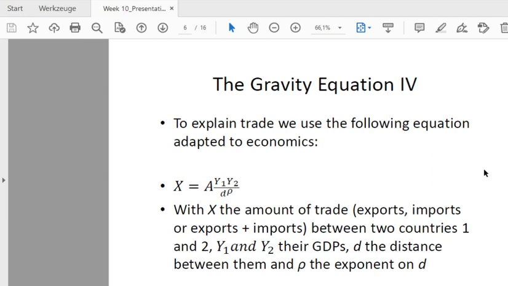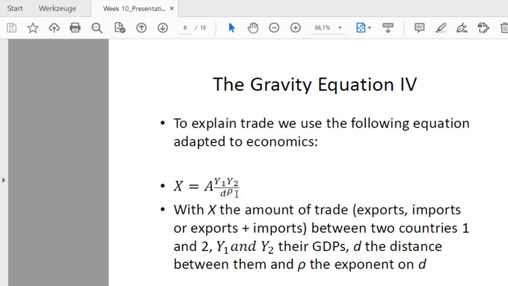Applying Newton's formula to economics looks like this. On the left-hand side of the equation, we have exports or imports or the sum of both, exports plus imports. On the right-hand side, we have a constant, which of course is different from country to country. And we have the product of both GDPs. And in the denominator, we have the distance between both countries raised to the power of rho, the Greek symbol rho.